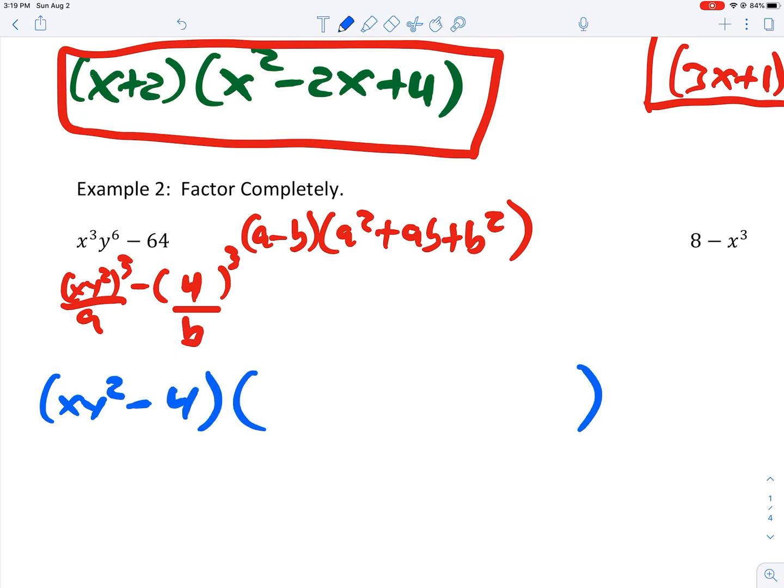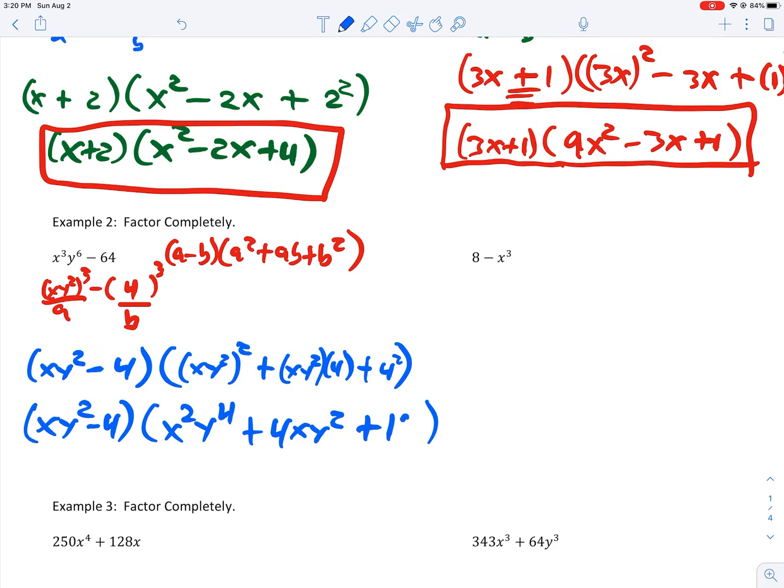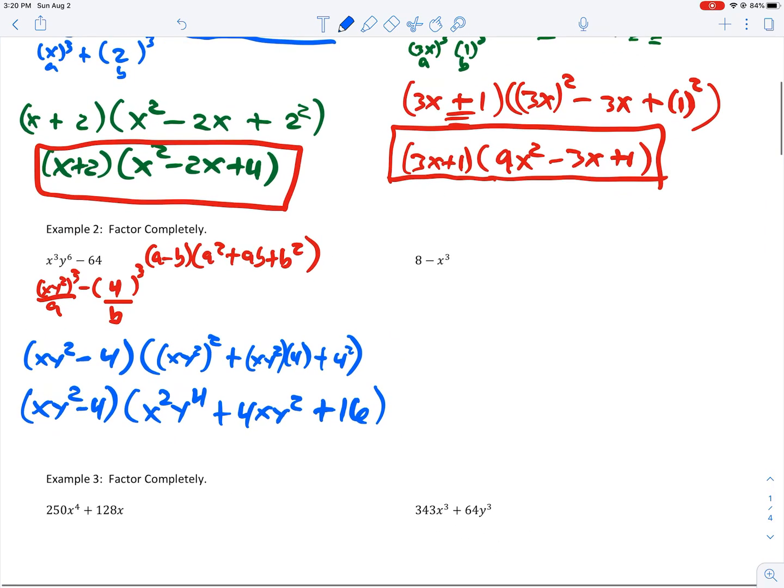So a minus b. Then we're going to square a. And then we're going to do a times b. And then we're going to square b. And now we just clean it up. This would be xy squared. Now here's the tricky part. Xy squared squared is x squared y to the 4th plus 4xy squared plus 16.